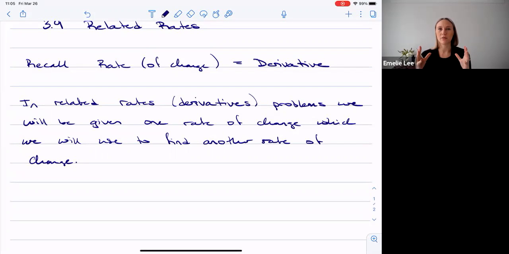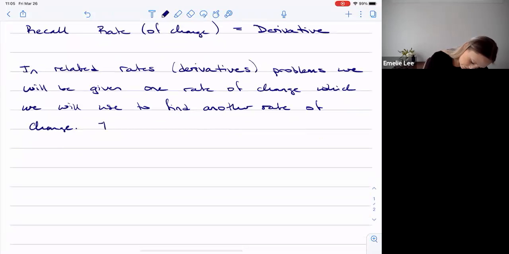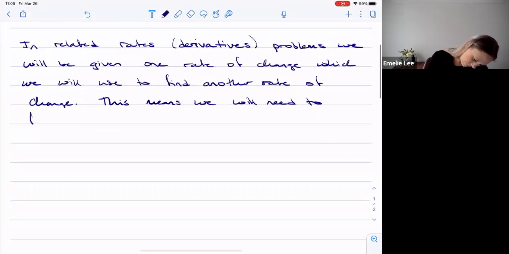For now, just to clear your head, you'll be given a rate, one derivative, and then we have to find another derivative. And so what we need to do is find a function that relates these two derivatives. This means we will need to find a function that relates these derivatives.